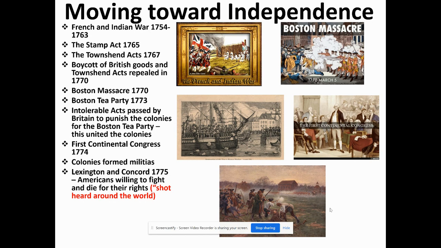And so these things that are happening, people are starting to talk about, do we really need Great Britain? Do we have to be a part of Great Britain? And so you're starting to feel the tension and unrest begin to build in the colonies by the 1770s. And so you have some major events that take place. One of them is the Boston Massacre in 1770.